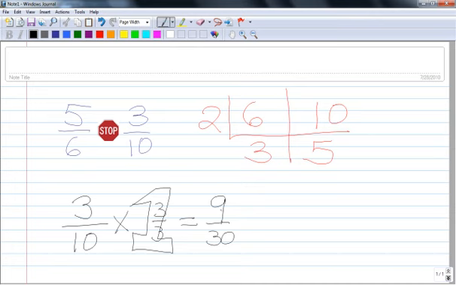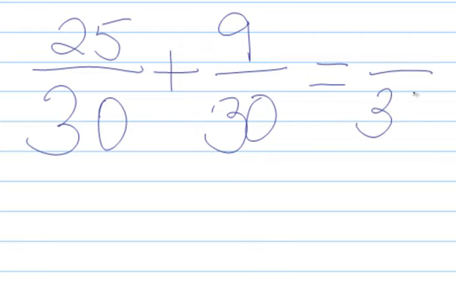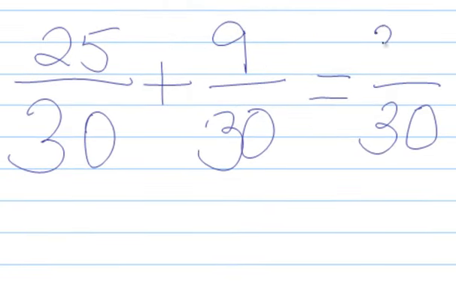Now we can go back to the original problem. Our 5 out of 6 is now going to be 25 out of 30. And our 3 out of 10 is now going to be 9 out of 30. Now that we have a common number in our denominator, now we can simply add numerators and get 34.